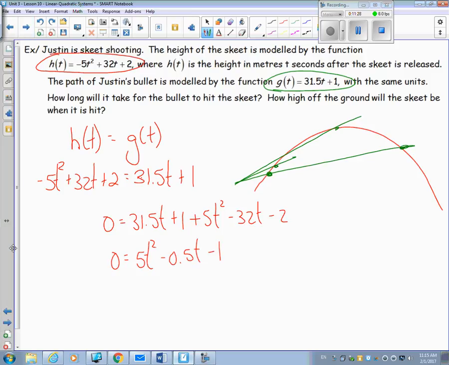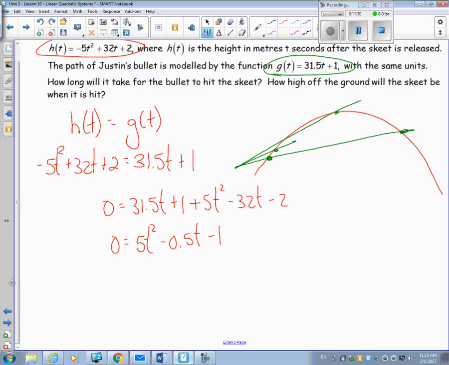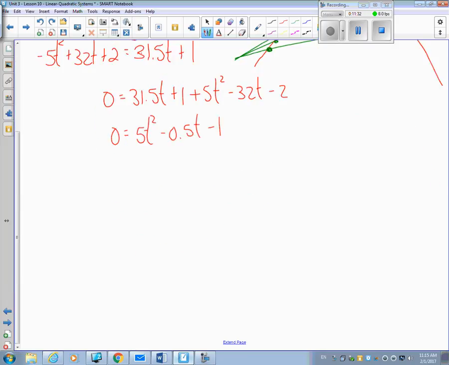Now this one I notice has decimals in it. So I could try factoring, common factoring, but I can create more decimals. So this is a situation where I might use a formula. Now I'm not checking if it has solutions because they told us in the question, where does the bullet hit the skeet? They're telling us that there is a solution. So we can go right to that formula.